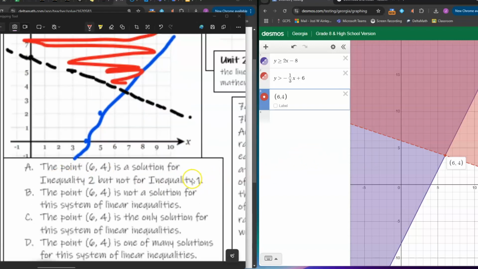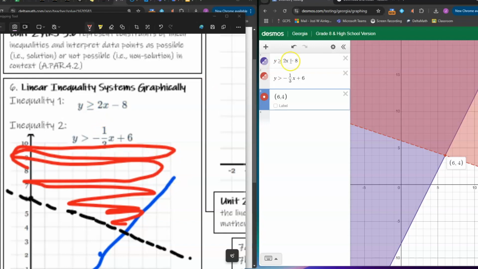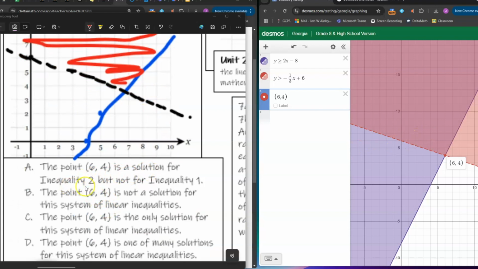Okay, so I need to know which one was 2 and which one was 1. So 1 is the purple, 2 is the red. So is it a solution for inequality 2? So inequality 2 is the red. Is it a solution for this dotted line? No, so it's not it. So you just have to read. All right, the point (6,4), so it's the same point, is not a solution for this system of linear inequalities.